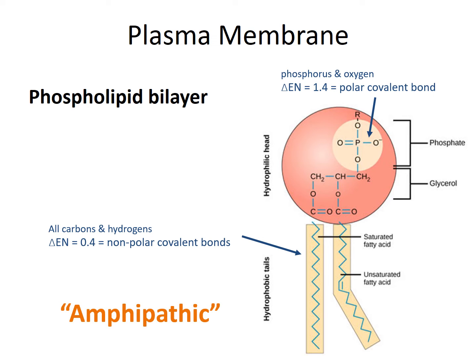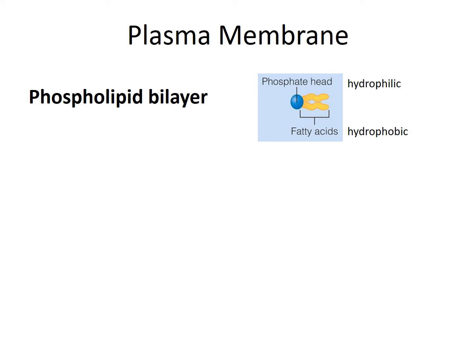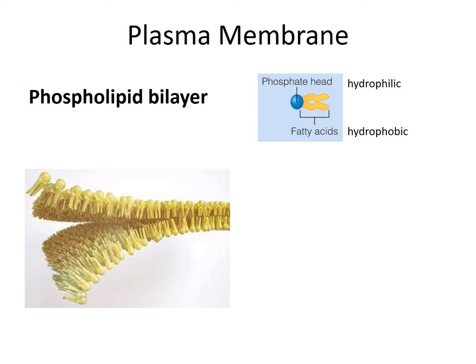The term we use to describe molecules that have a hydrophilic part on one end and a hydrophobic part on the opposite end is amphipathic. So the amphipathic nature of phospholipids allows them to create a bilayer that is perfect to serve the function of a plasma membrane. Let's keep talking about this. Here I have another cartoon rendering of a phospholipid with its hydrophilic head in blue and its hydrophobic tails in yellow. Here is what they might look like when they're forming a bilayer.